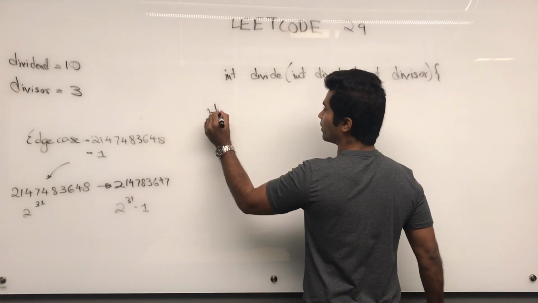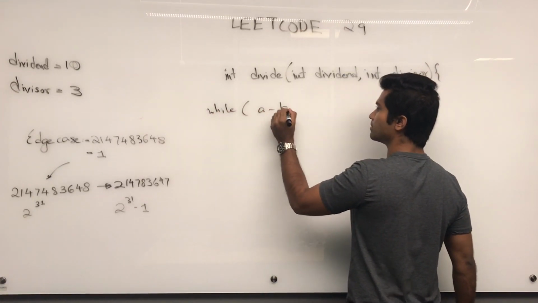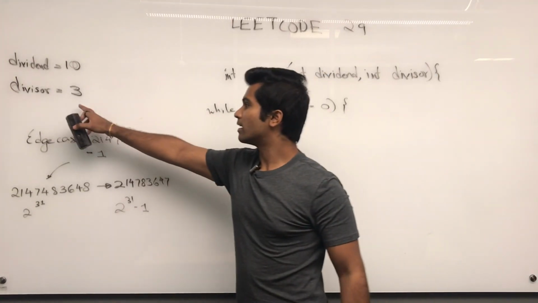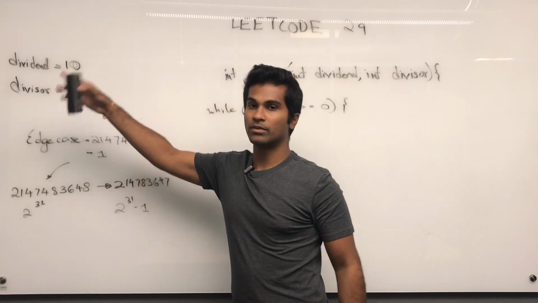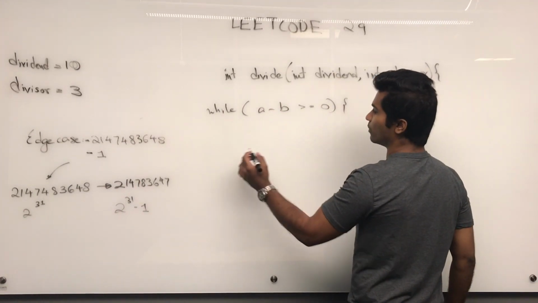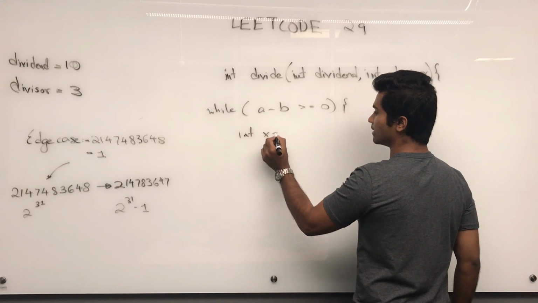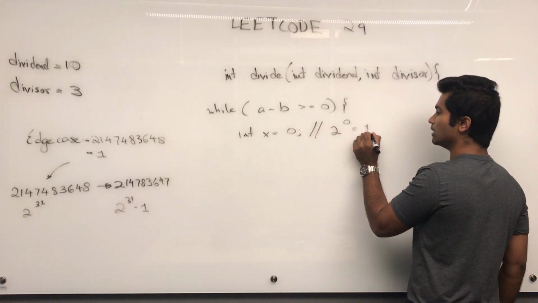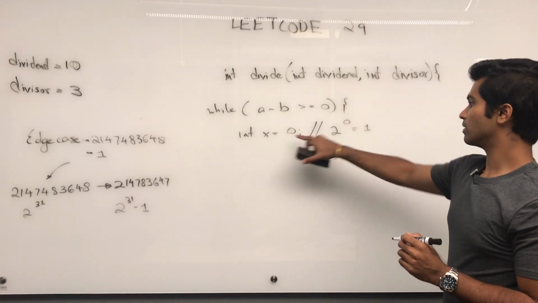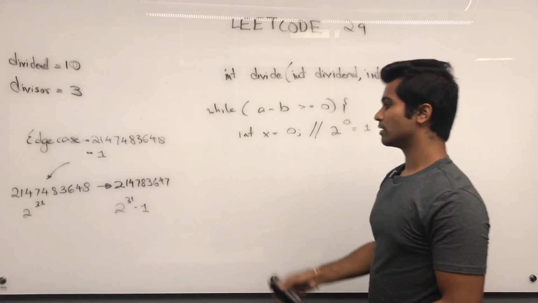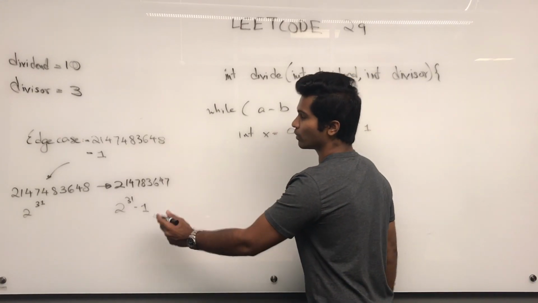Now, while a minus b greater than or equal to 0. What this means is, can we take divisor away from what's left of the dividend at least once? Now, because we can take it away at least once, the way we're going to store this is int x is equal to 0. What this translates to is 2 power 0 equals 1. Now, this 0 is the 0 here. That's how we're going to keep track. Because remember, I told you we're not going to take away 3 and then 3 and then 3.